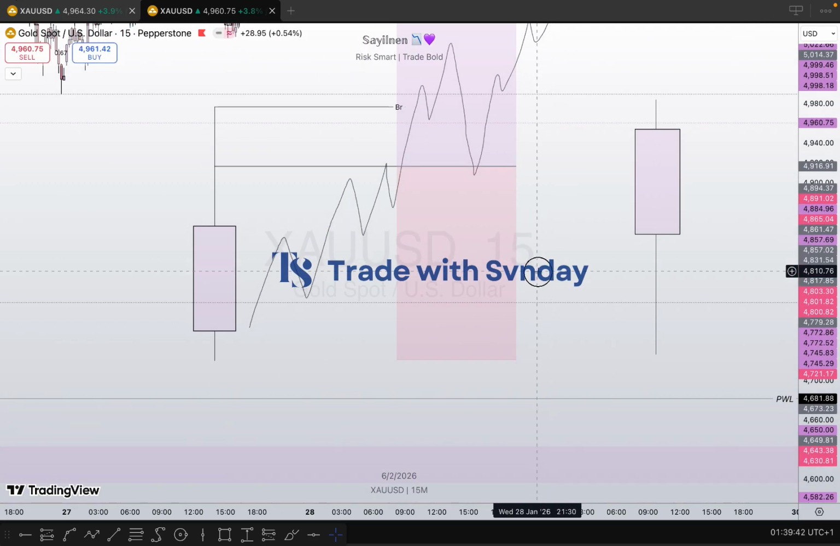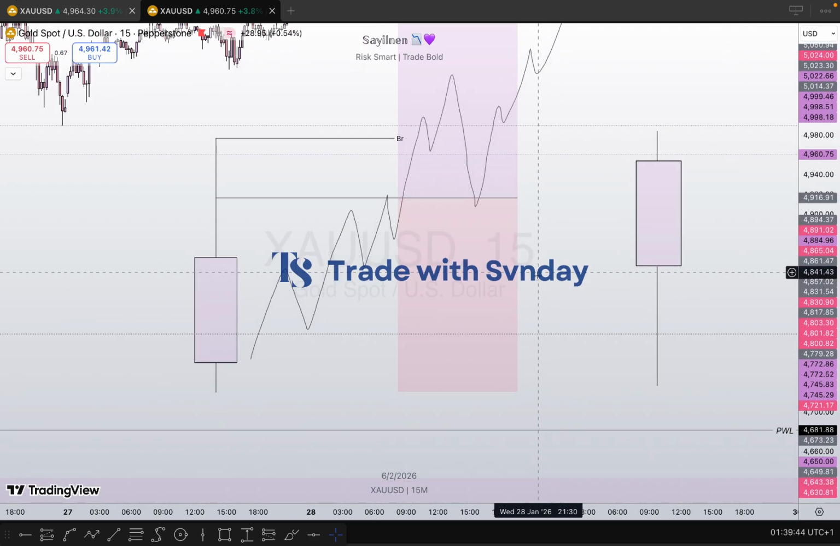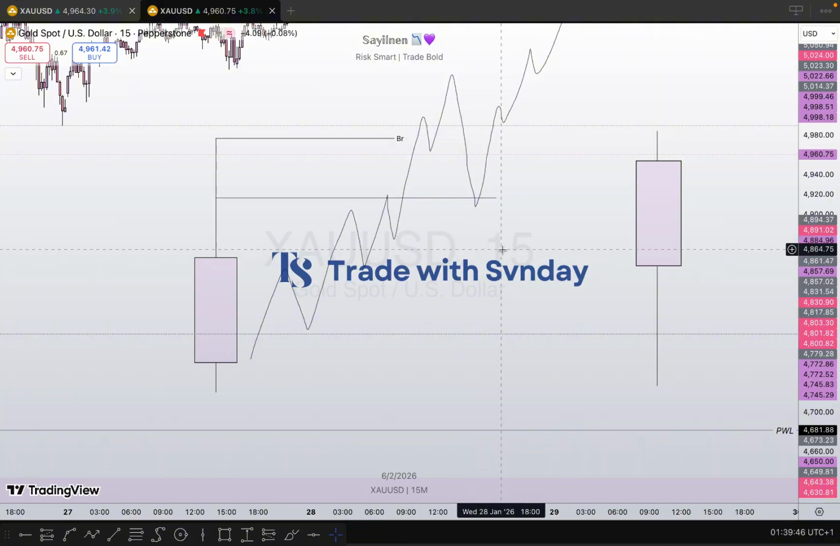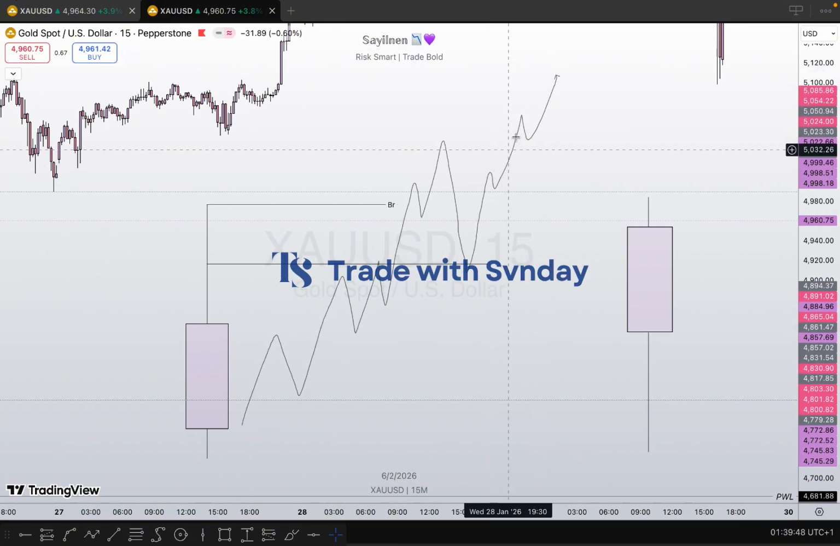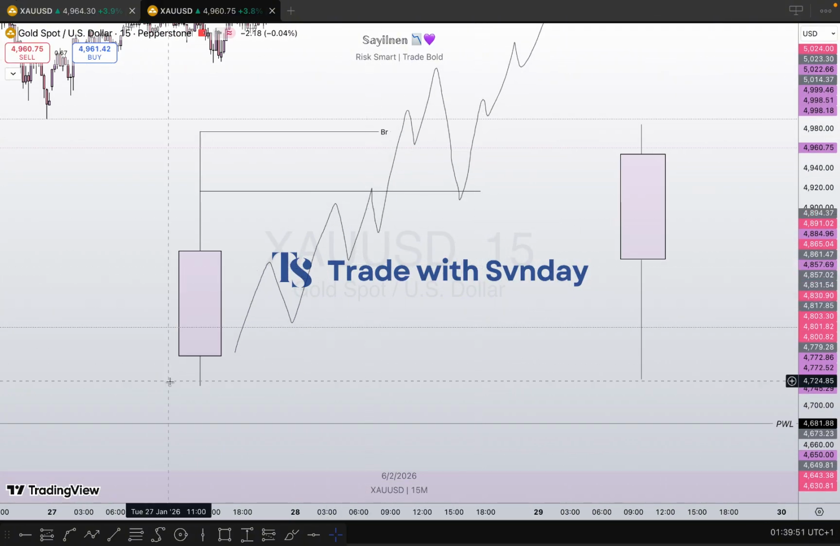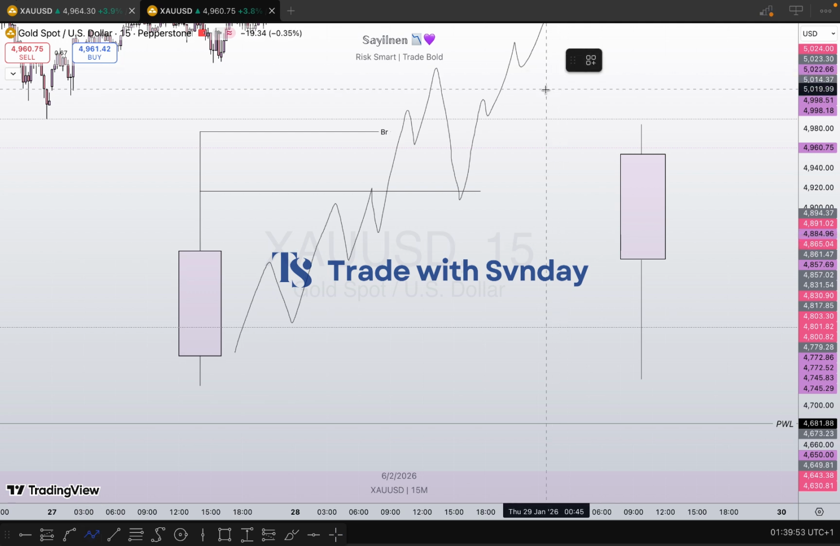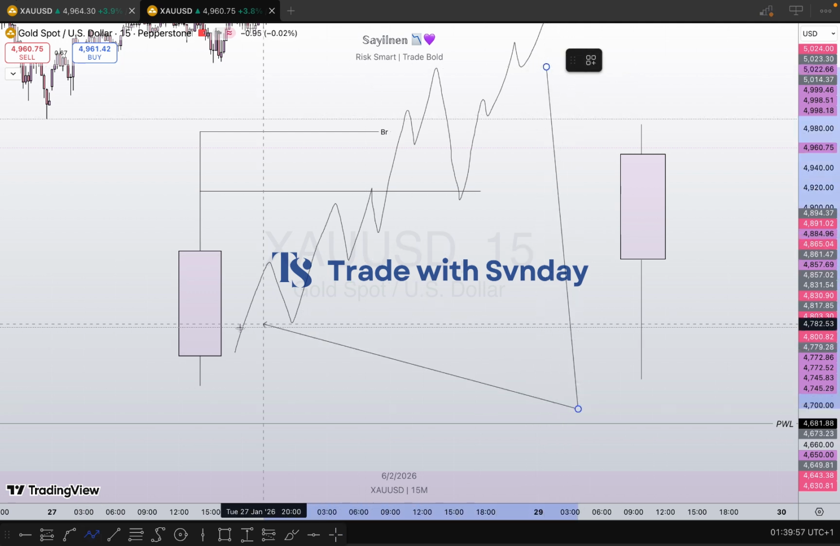And then there are times whereby, after price has respected this level previously and it's already pushing, we might see price fail to push up higher and we get a full body close below this low.